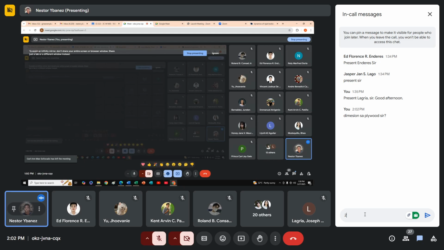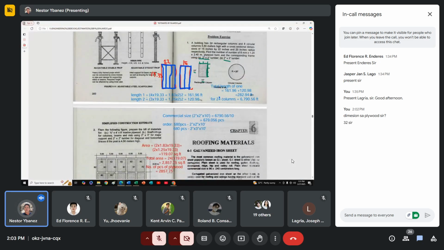Class participation. As I mentioned, remember. The plywood is 4 by 8, sir. Therefore, we divide by 4 by 8. How much is that? 32. Yes, 32. So we divide the total area by 32.